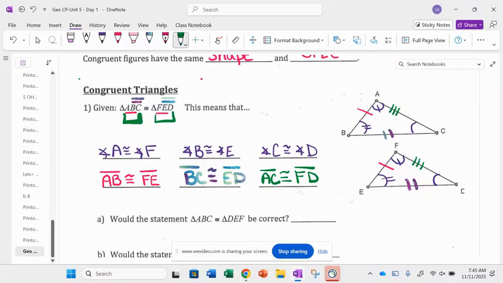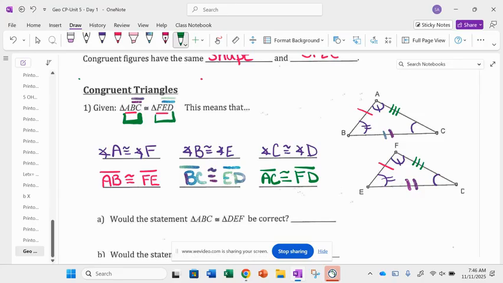So now what we're going to do is, based on these markings, we're being asked, would it be a correct statement if this is the way the letters were ordered? So they're saying, would it be correct if we said triangle ABC is congruent to triangle DEF? Well, we want to make sure that the corresponding parts are written in the same spot. So that means A and D would have to correspond. Do A and D correspond to each other? Are they the same, A and D? No, they're not the same because A has a loop with a slash and D just has a loop.